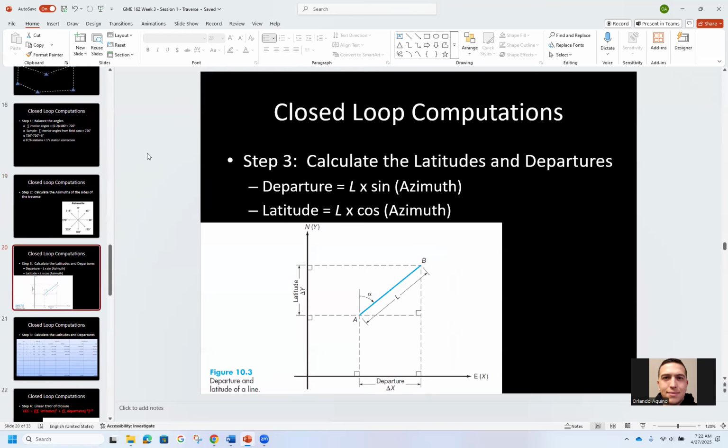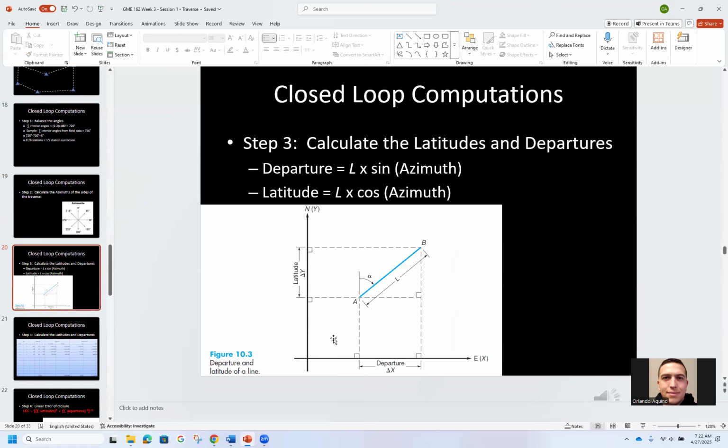Step 3, we're going to calculate the latitudes and departures. So remember, departure is your length times the sine of the azimuth, and your latitude is your length times the cosine of the azimuth. So departure moves in the x fashion, and latitude is the y, right?